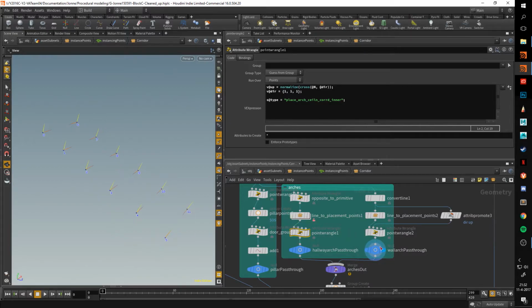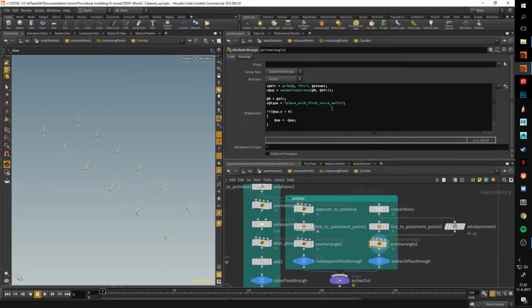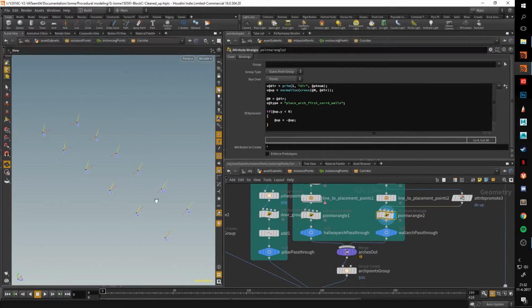Here we have the outer arches or wall arches, and it's the same process. The only thing different is this little thing here. So instead of here it says inner, here it says walls. And I was having the occasional issue with that. Sometimes the up vector would flip downwards because of the cross function. So the only thing that is a bad thing about the cross function is that you don't know what direction your third vector is going to point.